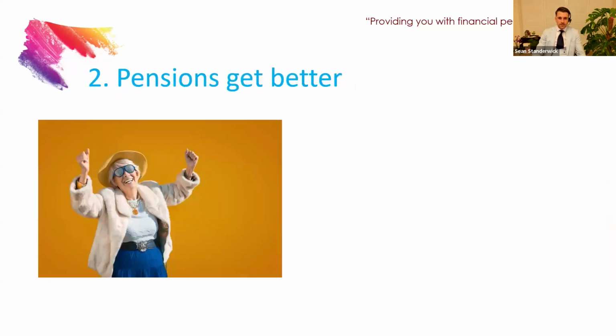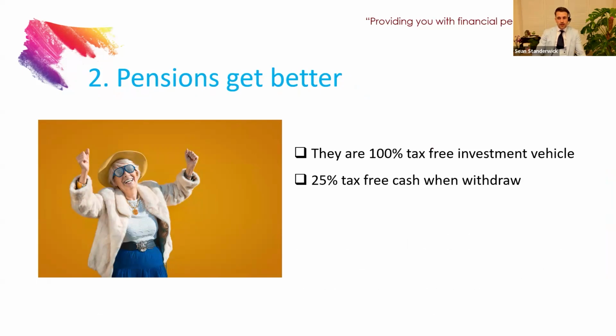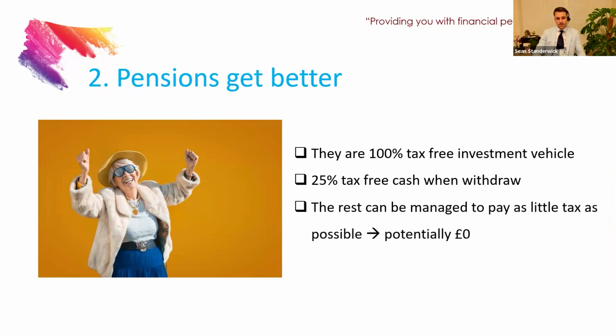Now, pensions get a bit better than this. I've talked about how it works when you put your money in, but also when it's in there, they are 100% tax-free investment vehicles. So any growth on there won't be taxed while it sits in there as well. You also get your 25% tax-free cash when you withdraw. And then anything else will be taxed as if it's an income. We talked about the rates previously, so that can be managed. And there are some scenarios where if you haven't got any other incomes, you could, in theory, not pay any tax. You've got up to your personal allowance. For a lot of people, if they're higher rate taxpayers when they're working, in retirement they may only be a basic rate. So that does make quite a bit of difference.